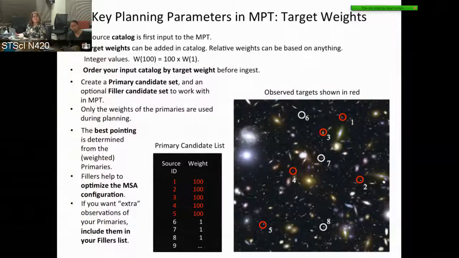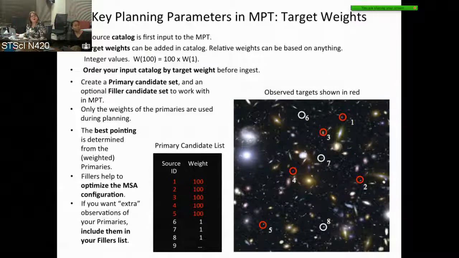Okay, so key planning parameters. Let's talk first about the catalog and about target weights. A source catalog is always necessary for input to the MSA planning tool. Well, not always. There are certain limited cases that don't need to use a catalog. We're working on those, though. The catalog can have a column of target weights, and those weights should be integer values. And the way it works is that a weight of 100 is equal to 100 times a weight of 1. So the relative weighting is very straightforward, and you should interpret it as very straightforward.